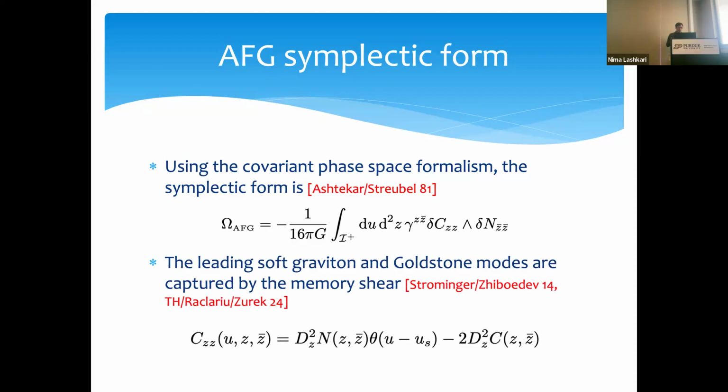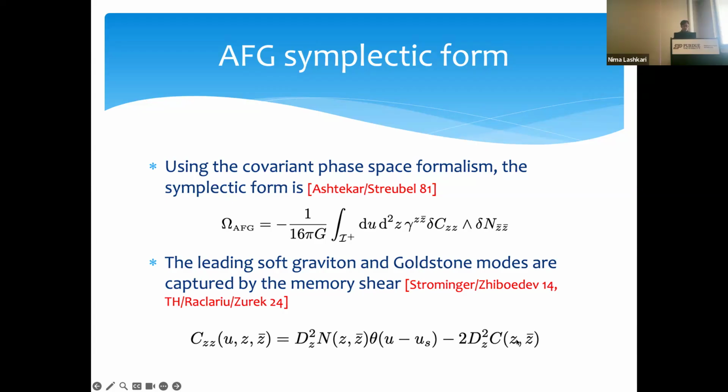One way to extract this is by choosing a particular choice of shear profile, which we call the memory shear. It was shown by Strominger and Zhiboedov back in 2014, and we also use this very heavily in the paper by Leclerc and Dirac, that if you just restrict yourself to shears of this form, then you isolate the leading soft sector of your phase space. Here theta is just a step function. So all we're doing is taking CZZ to have an initial value of -2 D_z squared C. C is what we call the Goldstone mode.